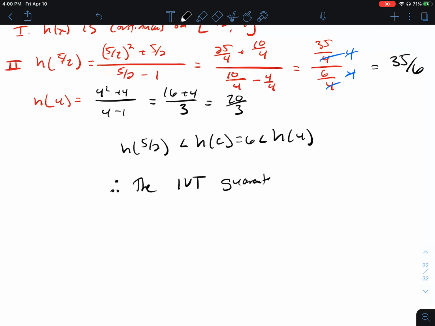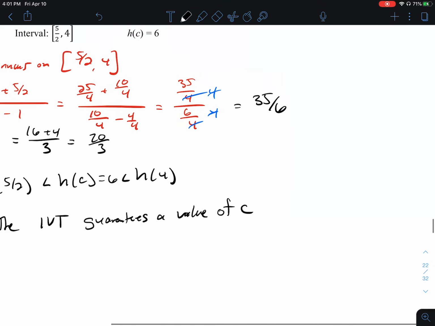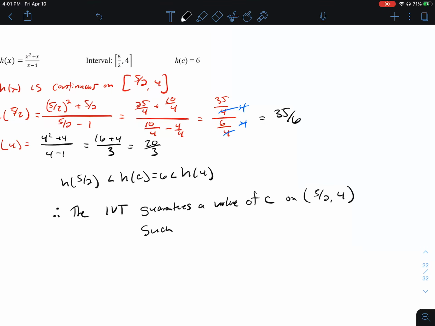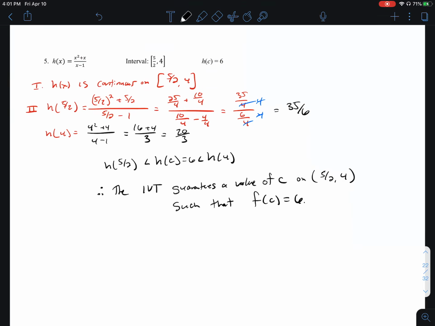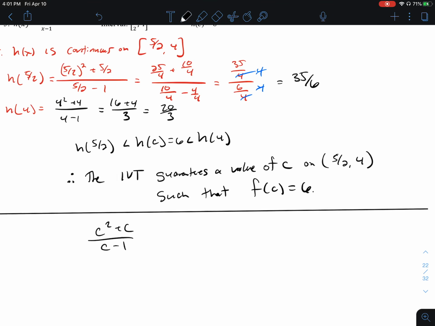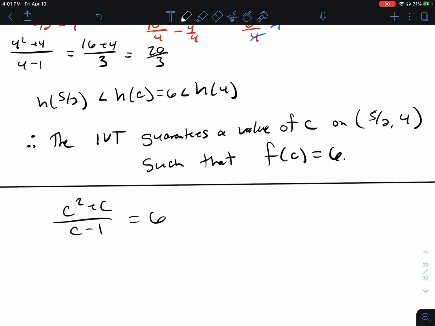It guarantees a value of c on the interval, closed interval, 5/2 to 4, I mean open interval. It does not include the endpoints, such that h of c is 6. So what we're going to do is figure out what the c value is. We're going to take c squared plus c over c minus 1. That's this function, replace the x's with c's, and we're going to set it equal to 6.